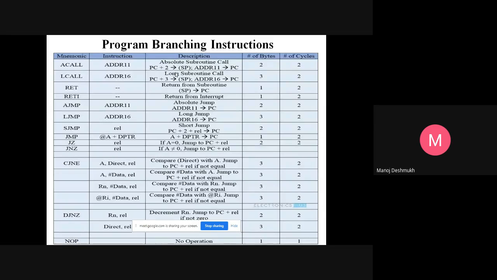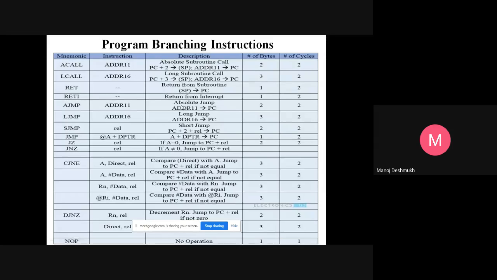In that case, we will use the LCALL instruction. Both instructions function the same, but the only difference is the accessing memory size. When the program memory or your code is less than 2 KB, you may use the ACALL instruction, that is absolute call. But if your code size is greater than 2 kilobytes, you have to use the LCALL instruction, that is long call.